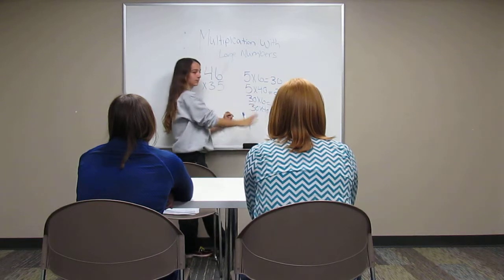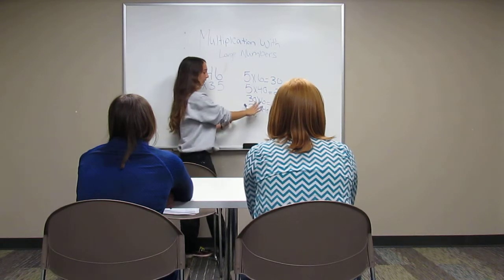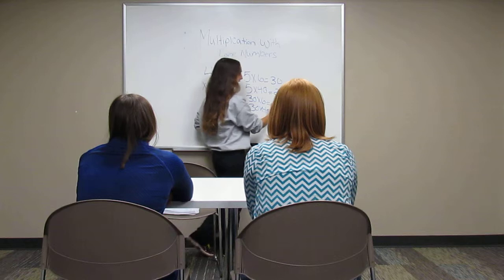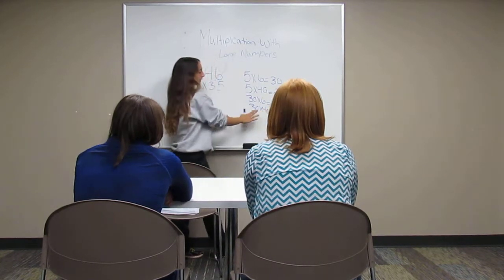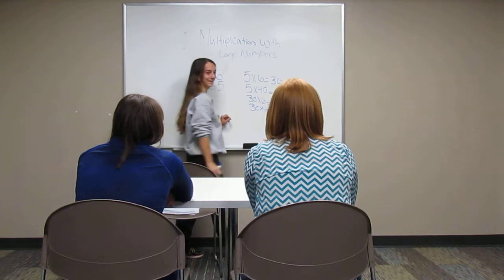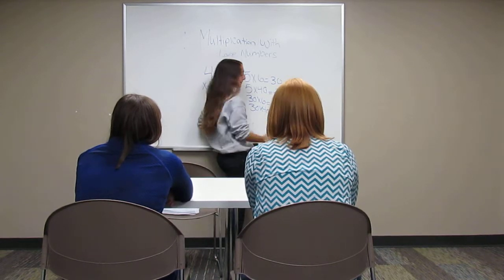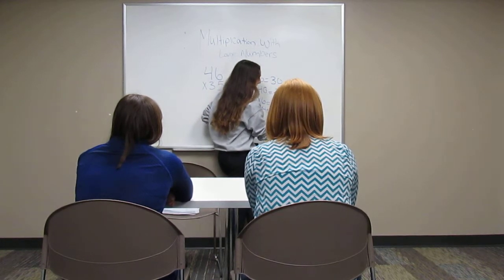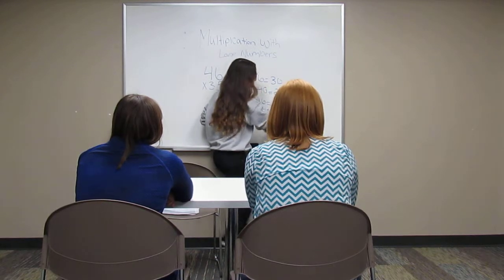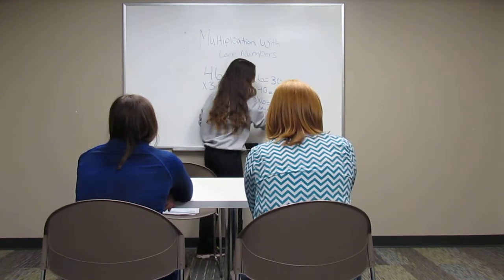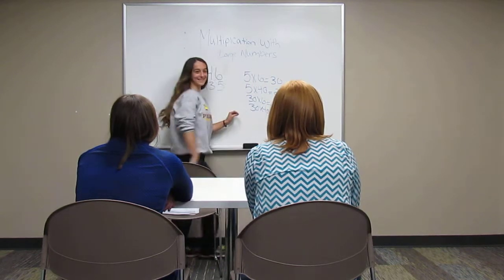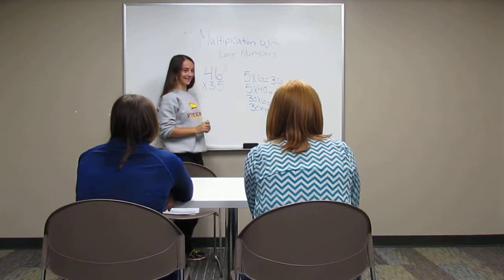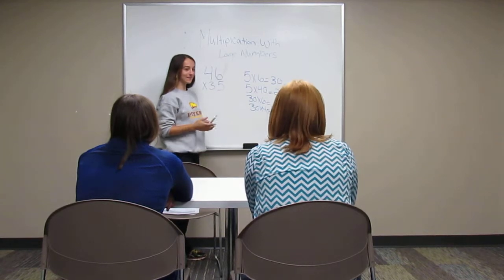We're going to have 6 times 3, which is 18, and we're going to add the 0 on there to make it 180. And then we're going to take 3 times 4, which is 12, and you're going to add 2 zeros onto it, so it'll be 1,200. Then we're going to add these up, and we're going to get 1,610 as the answer. Does that seem simple enough?